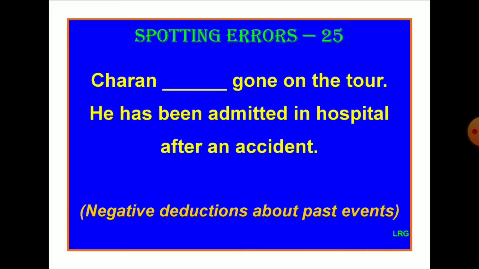Sharan ... gone on the tour. He has been admitted in hospital after an accident. You have to express negative deduction about a past event. For negative deduction, you have to use can't have with the past participle form. Sharan can't have gone on the tour. He has been admitted in hospital after an accident.